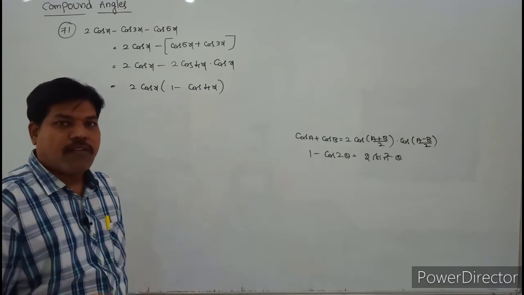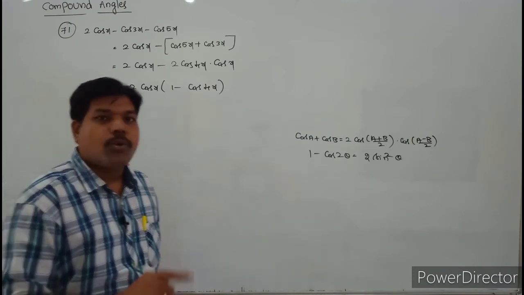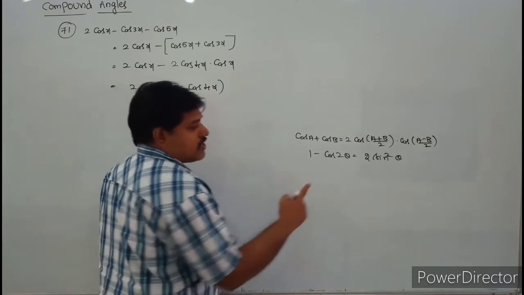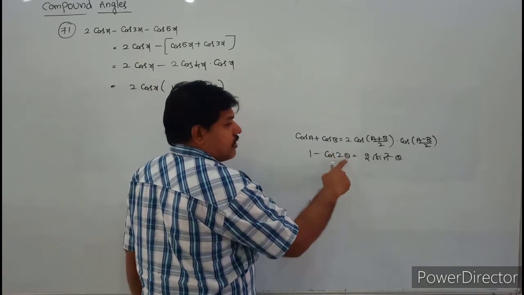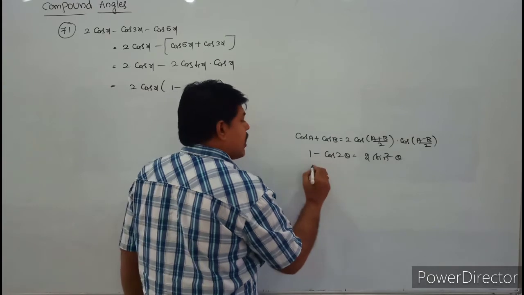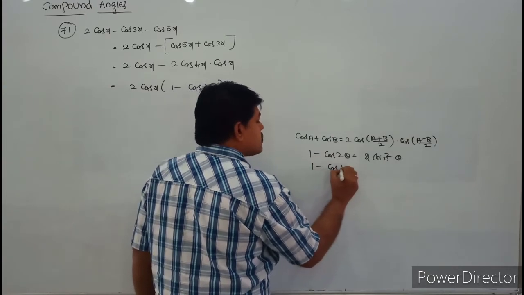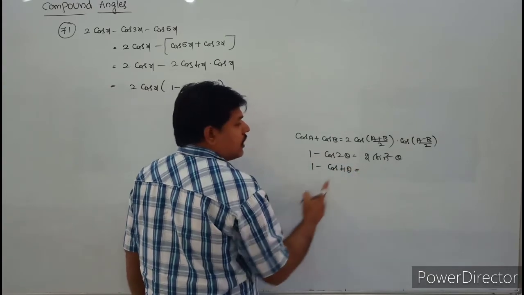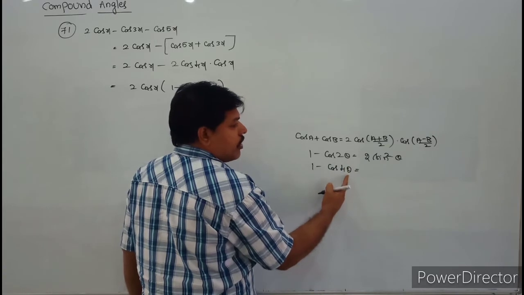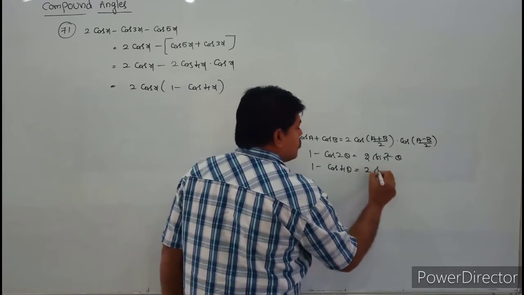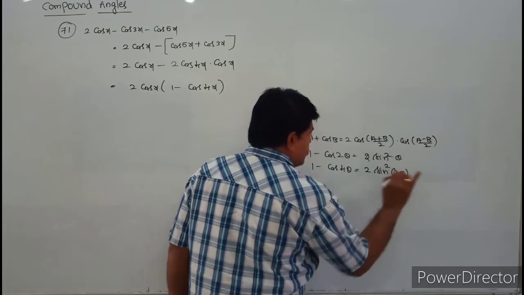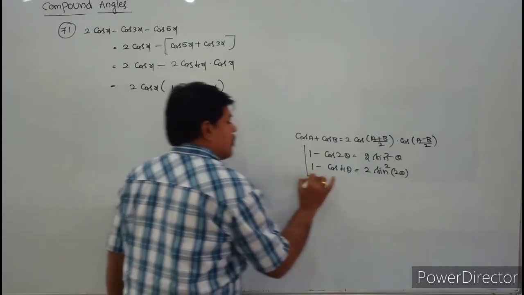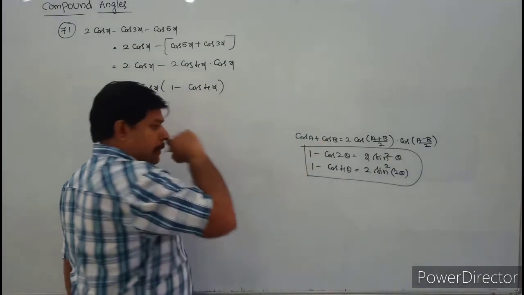From that one we can take 1 minus cos 2 theta is equal to 2 sin square theta. In the place of theta, if we take 2 theta, what happens? It will become 1 minus cos 4 theta is equal to 2 into sin square 2 theta. So this is the formula we are going to use here.